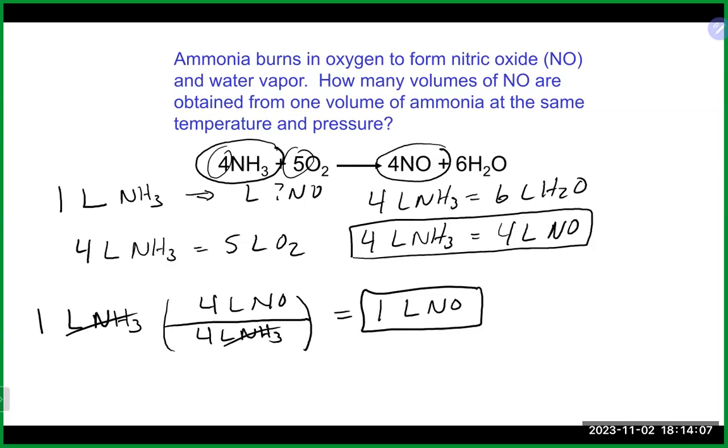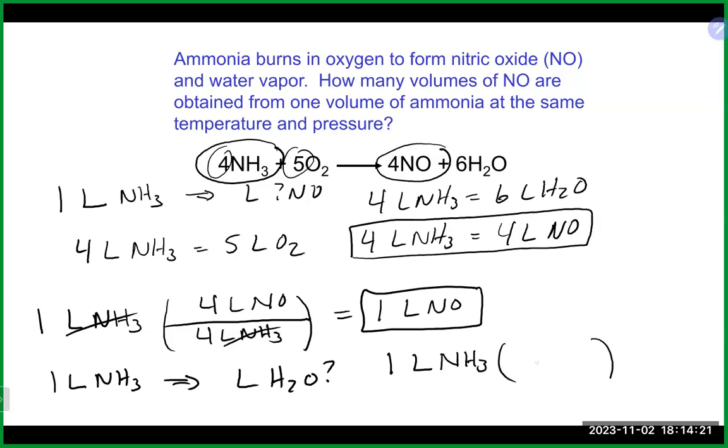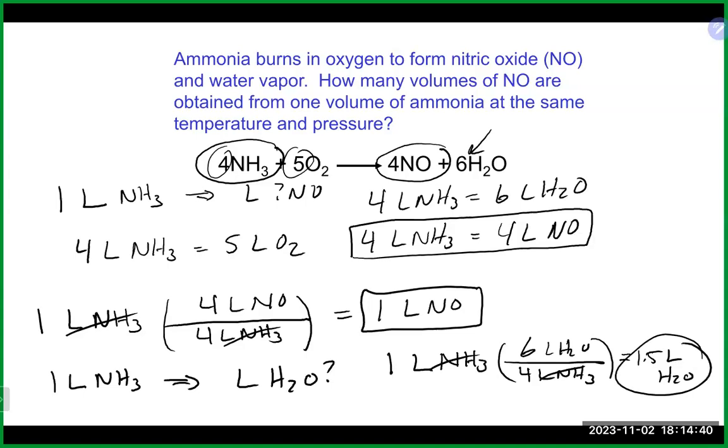And it works for any of the things. If we had 1 liter of NH3 and we want to know how many liters of H2O we would get, we would do the same sort of calculation. 1 liter of NH3. From the equation, we see 4 liters of NH3 will give us 6 liters of H2O. Liters of NH3 will cancel, so basically here, 6 divided by 4, we would get about 1.5 liters of water vapor produced in this case.